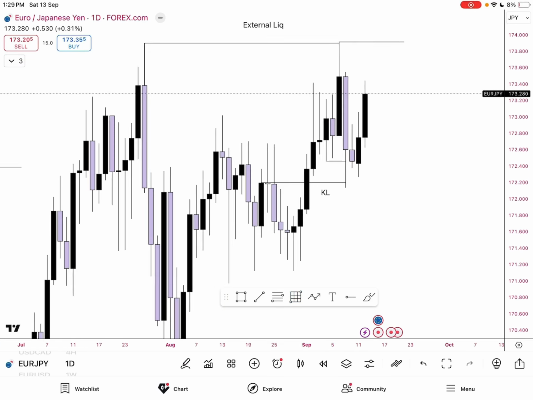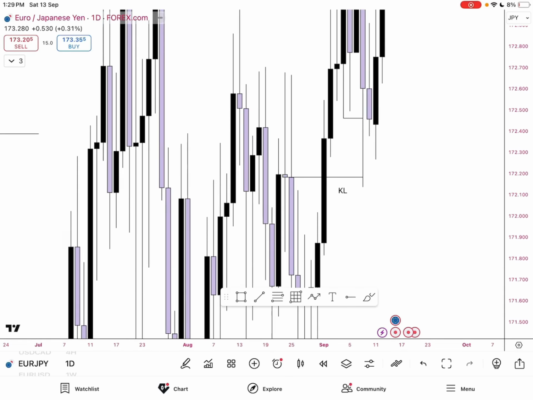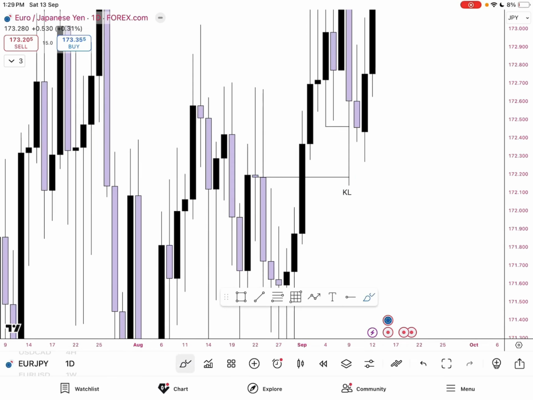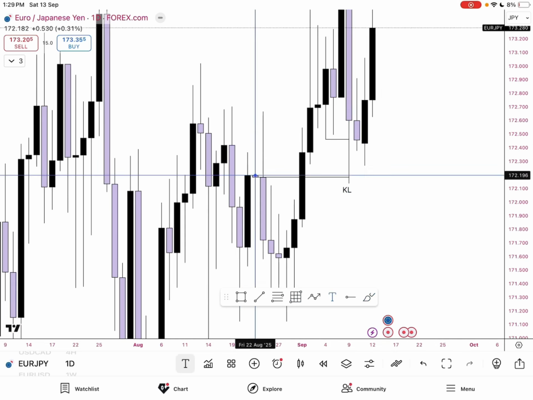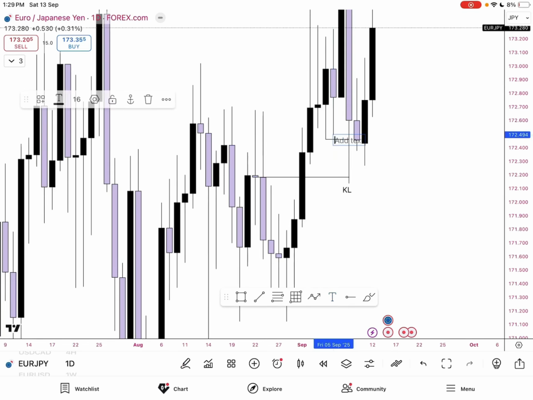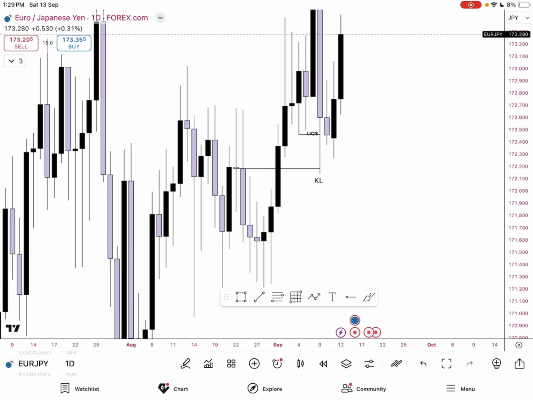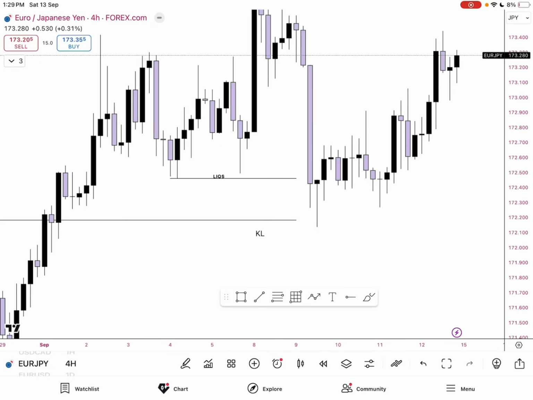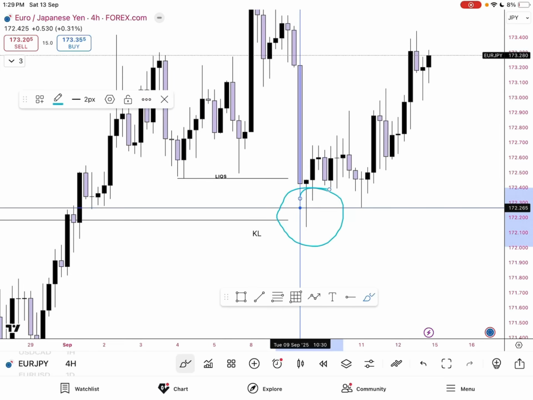So how do we need to find entries? Here you can see daily reject daily. So clearly the key level was this gap. This is the key level, which is a gap. It reacted here. This is our internal liquidity. Now, this is daily reject daily. Daily reject daily happened, so we need to go for 4 hour. The 4 hour candle also closed above the key level here.